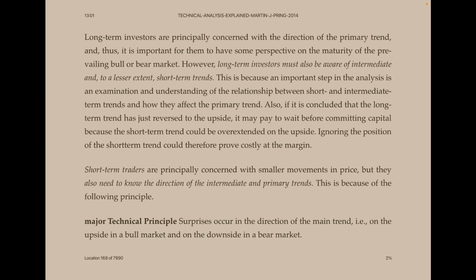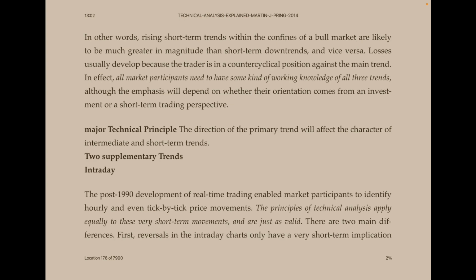In other words, rising short-term trends within the confines of a bull market are likely to be much greater in magnitude than short-term downtrends, and vice versa. Losses usually develop because the trader is in a counter-cyclical position against the main trend.